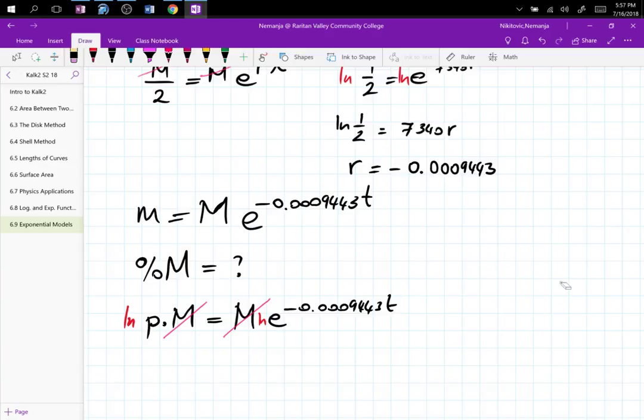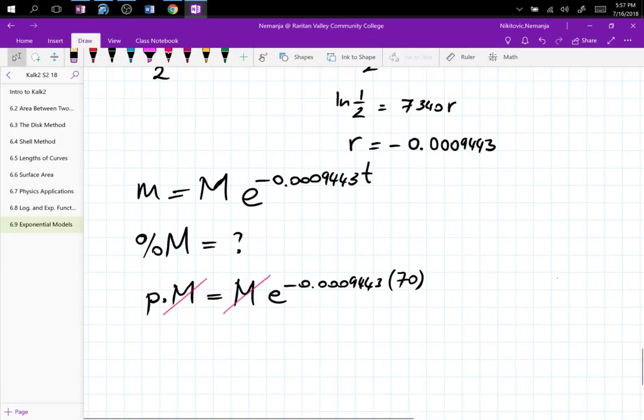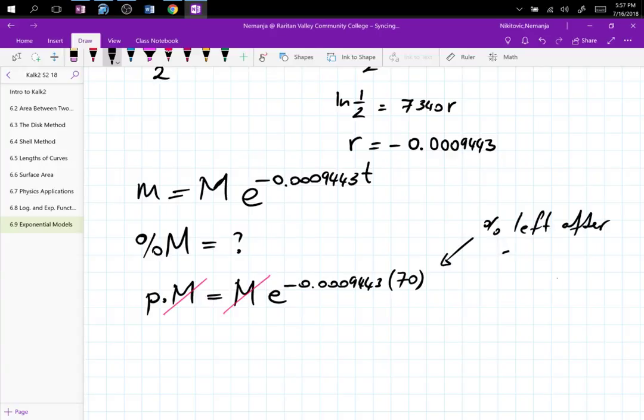I forgot to plug in 70 over here. Oh, I don't need ln. Hold on, I need ln because I'm plugging in 70 over here. I'm plugging in 70 because I want to know the percent left after 70 years. There we go. So now the percentage is equal to, we just plug this in the calculator.